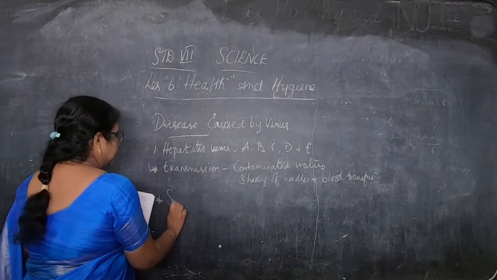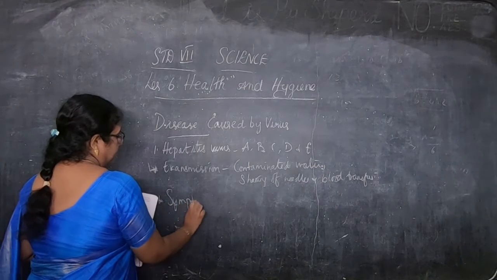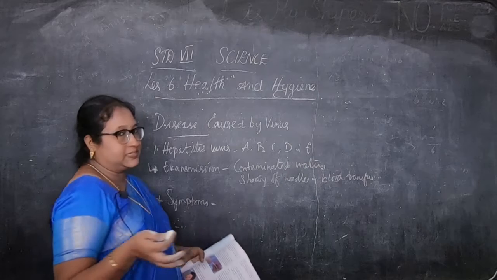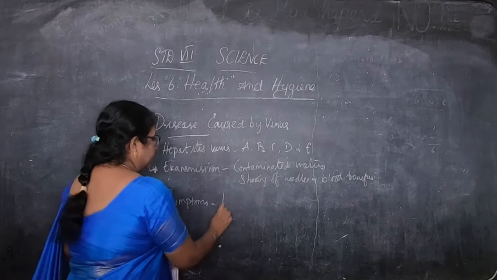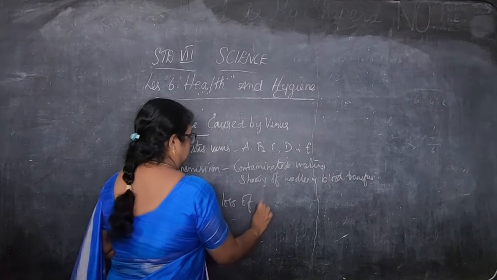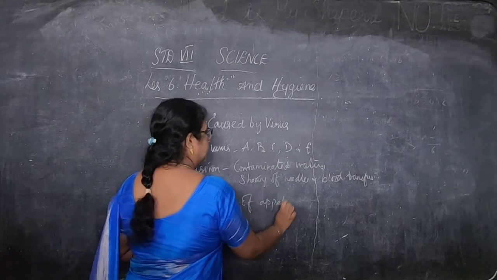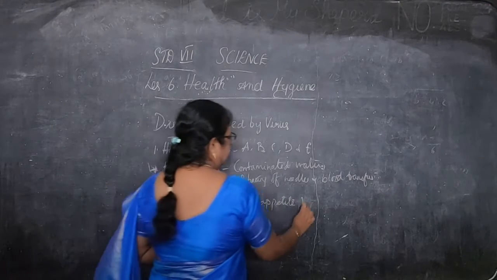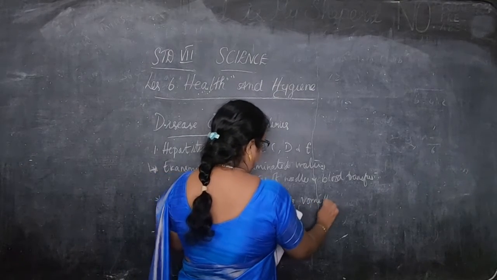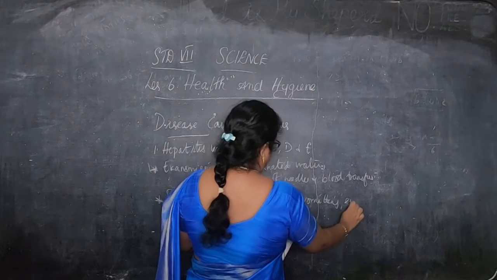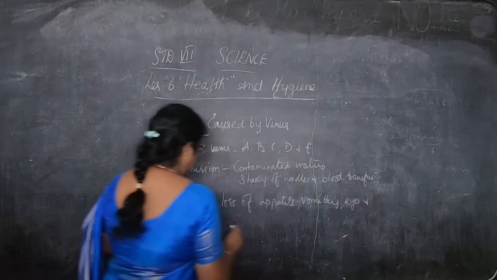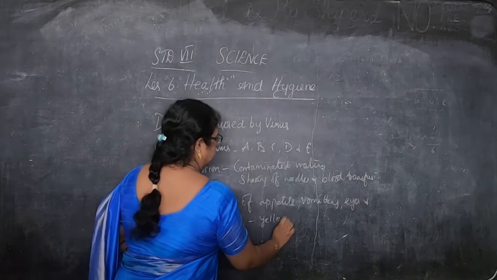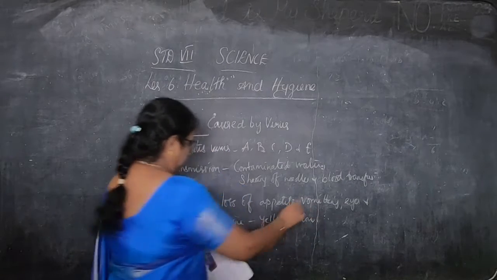Now what are the symptoms you can see? The symptoms you can see in hepatitis are loss of appetite, that is anorexia. Okay, what did I say for anorexia in the last class? That is loss of body weight. And vomiting, eyes and urine turning to yellow color. Okay, children, these are the symptoms of hepatitis.